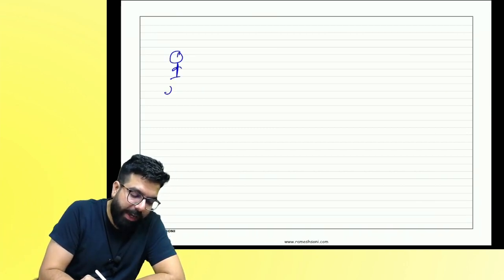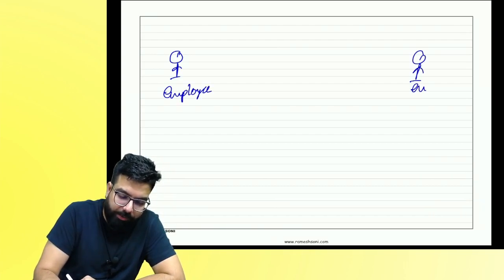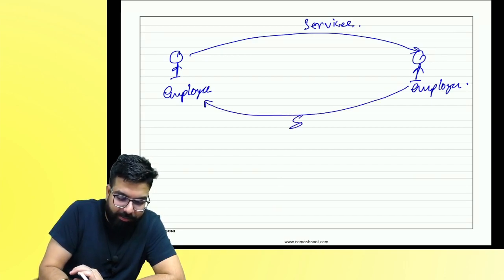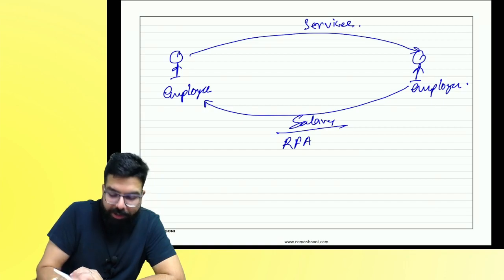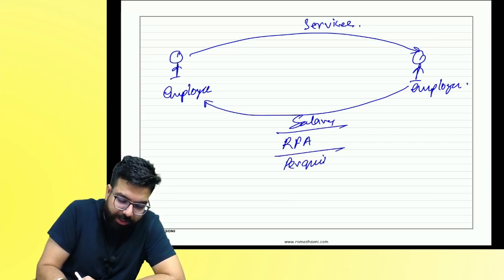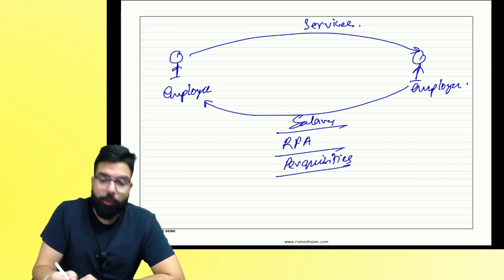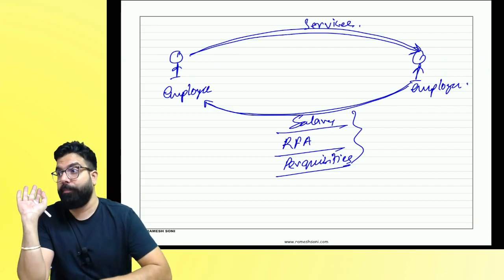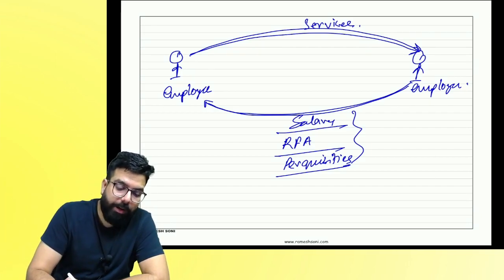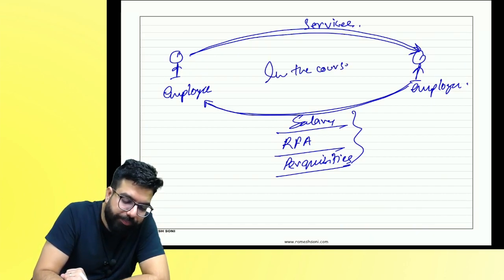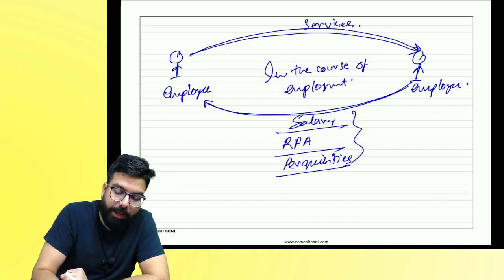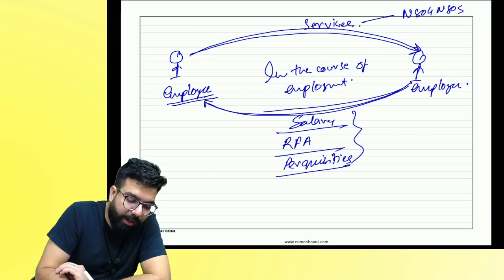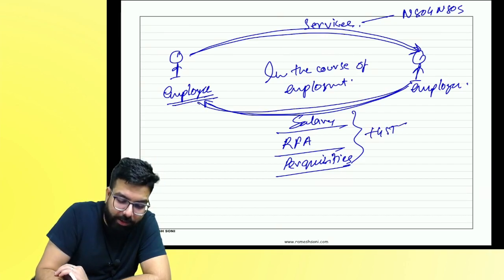So, sir, supposing I am an employee and there is an employer. I give him services, and for the services he gives me salary, rent-free accommodation, perquisites. Remember always, whenever services are given by an employee to the employer, and the employer pays anything which is as per the employment letter, in the course of employment, then this service is neither supply of goods nor supply of service. Then tell me one thing, will the employee collect any GST on this? No. That's all they have told over here.